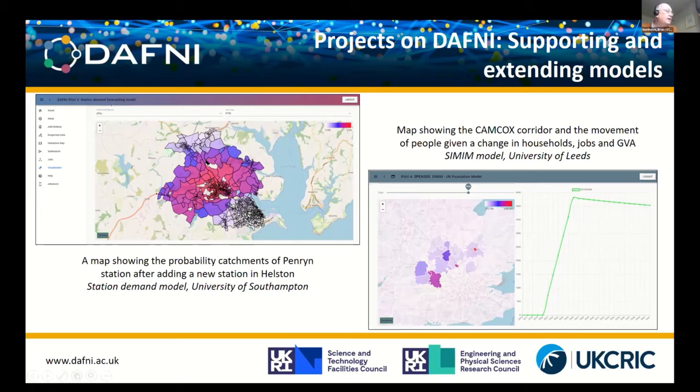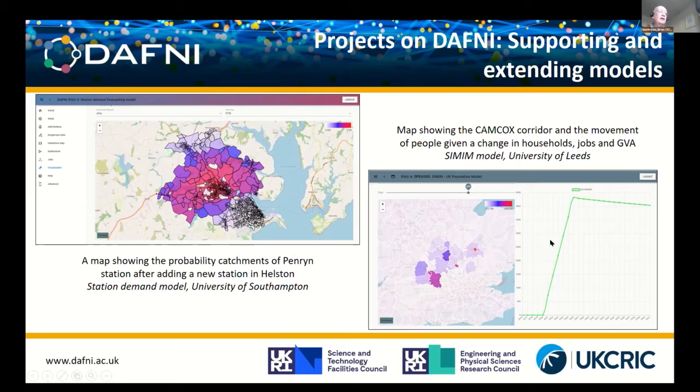Firstly, here on the left is a model from the University of Southampton looking at station demand. This is a model which looks at where you might place a new railway station, how that affects the catchment of that railway station, and where the passengers are going to come from and travel to. And so you might help decide the best place to put a railway station.